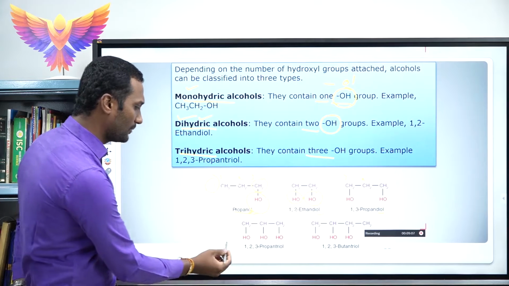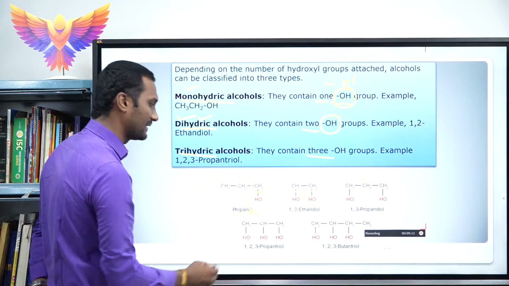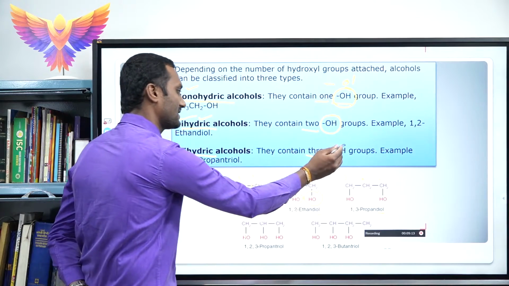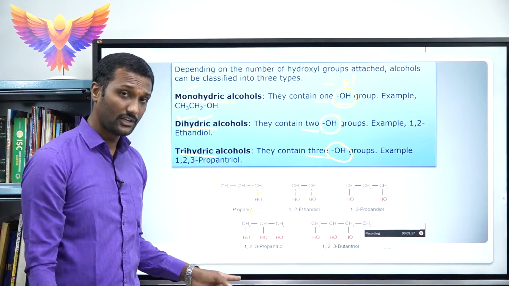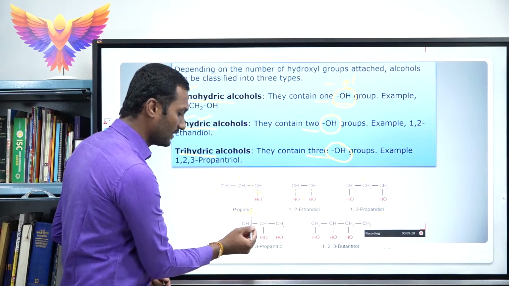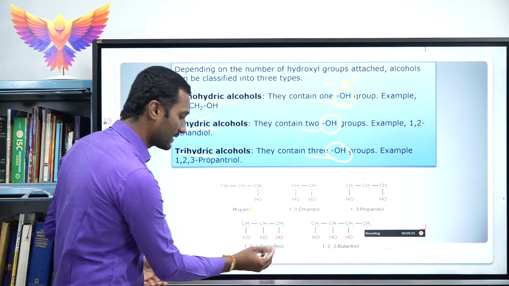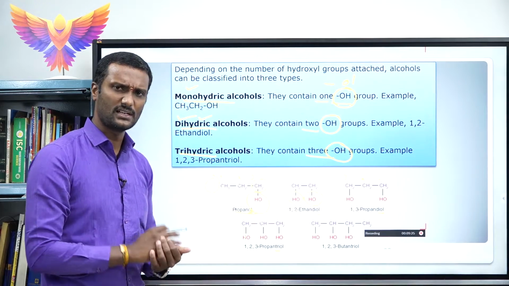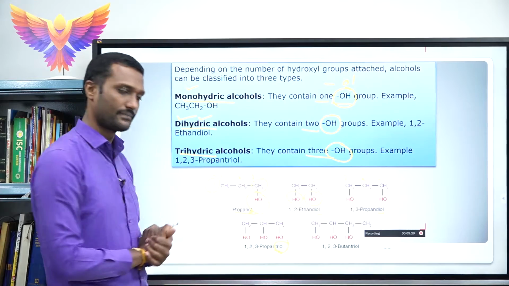So now we will come to one more example. Here you can observe there are 3 OH groups attached. If 3 OH groups are attached, hence it is said to be a trihydric alcohol. So what is the name? How to give the IUPAC name? Yes, we start from this end, 1, 2, 3, propane, because we have 3 carbon atoms, and we use tri because there are 3 OH groups. So the suffix ends with OL.